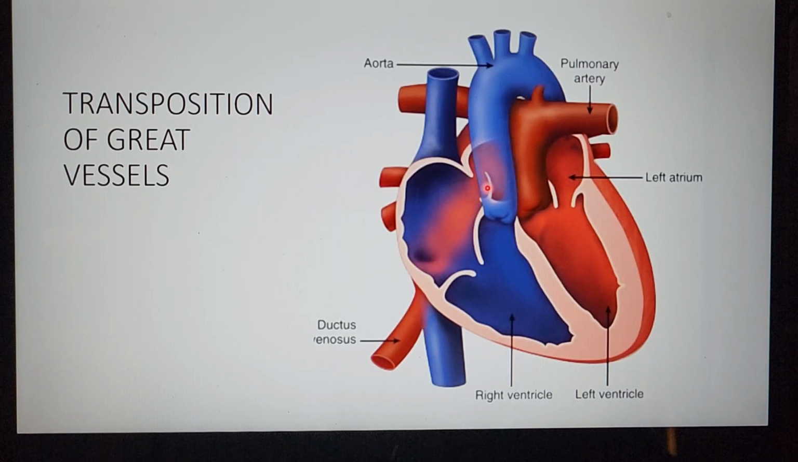Please note, the veno-atrial concordance is normal, that is, the SVC and IVC connect to the right atrium and the pulmonary veins connect to the left atrium. So the veno-atrial concordance is normal.